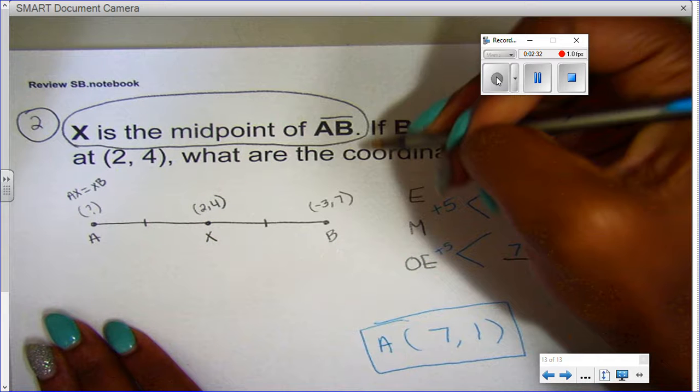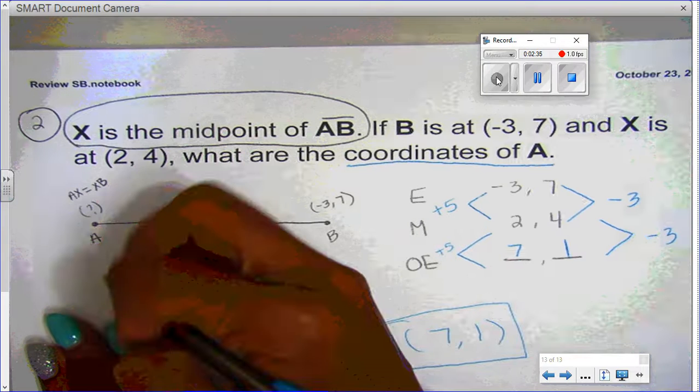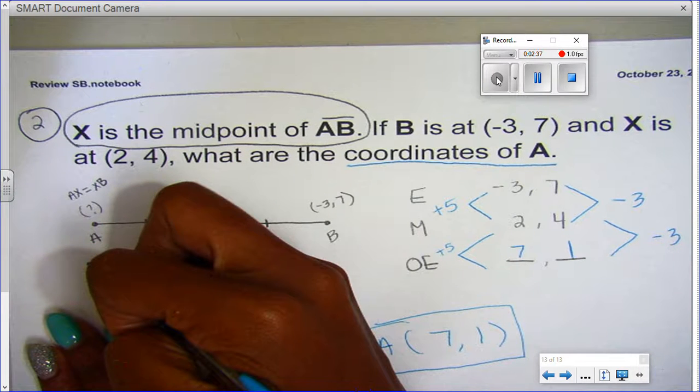And that is making sure we understand we're looking for the coordinates of A, which is an endpoint, and we can see that by drawing a picture.